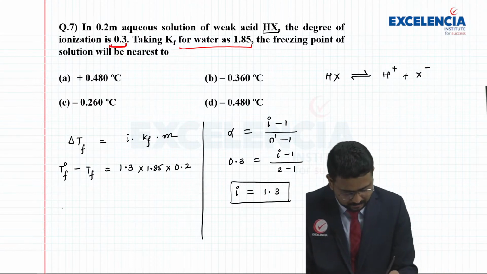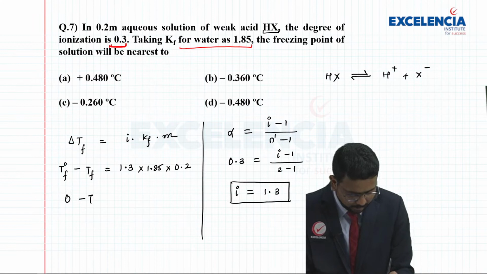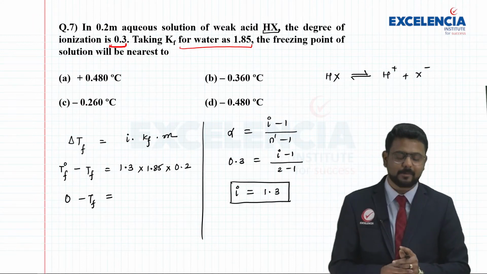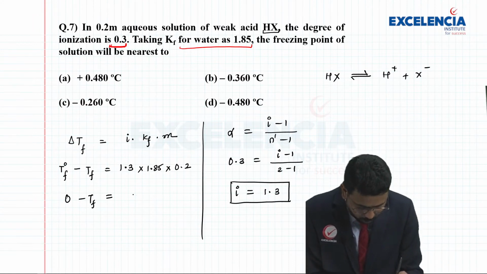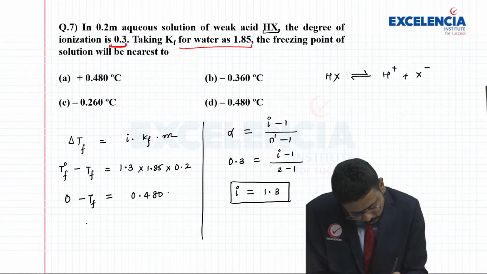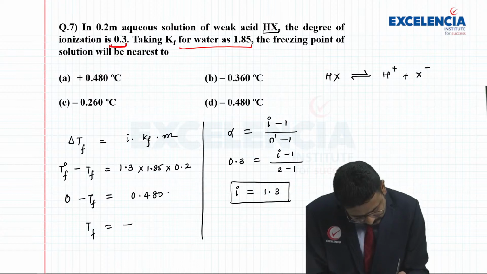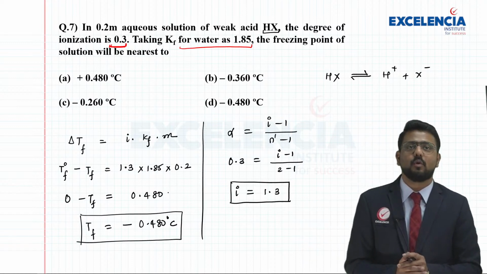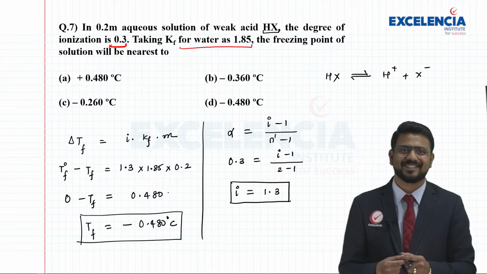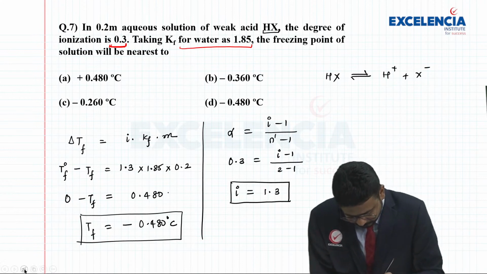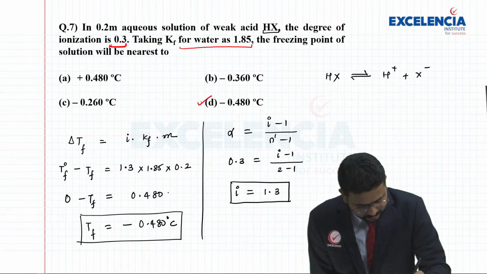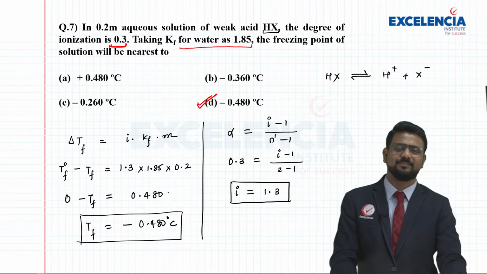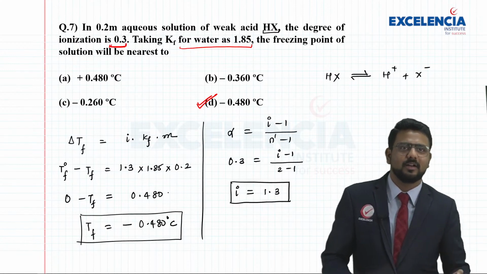Now, we know that T naught F is nothing but 0 minus TF, which is equal to, now when you multiply this, your answer comes out to be nearly equal to 0.480. So, if I want to write the answer here, TF value definitely is negative 0.480 degree Celsius. Why? Because the options which are given to us are all in degree Celsius. So, definitely here option D is going to be your correct answer. Clear? I hope you got the clear understanding.